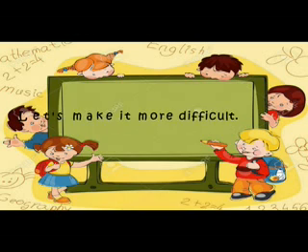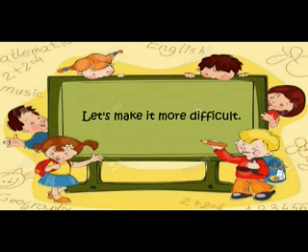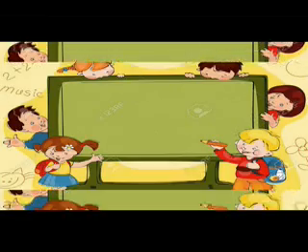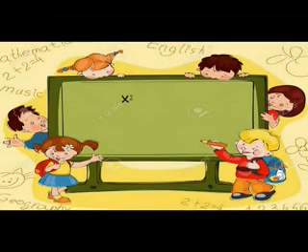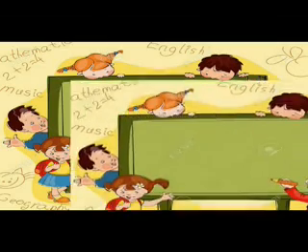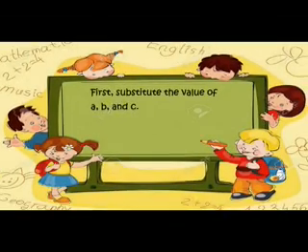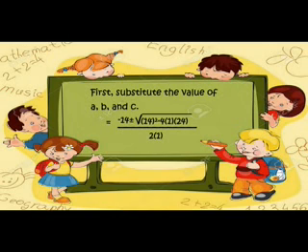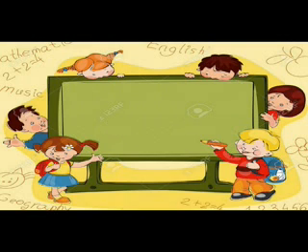Let's make it more difficult. The given equation is x squared plus 14x plus 24, where a is equal to 1, b is equal to 14, and c is equal to 24. First, substitute the values of a, b, and c. It will be equal to negative 14 plus or minus the square root of 14 squared minus 4 times 1 times 24, over 2 times 1.